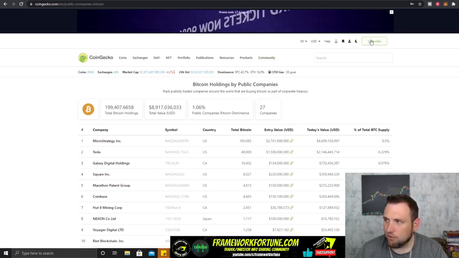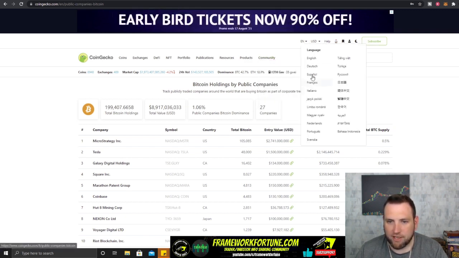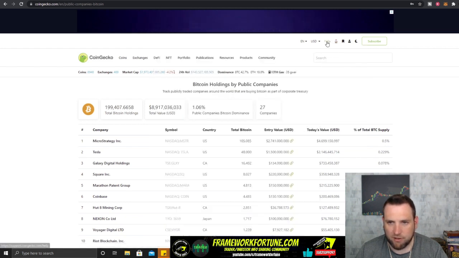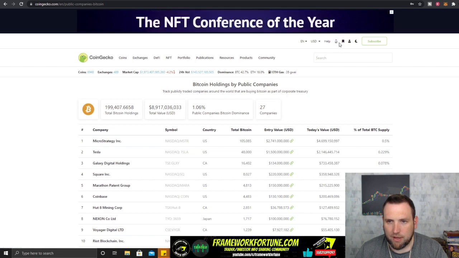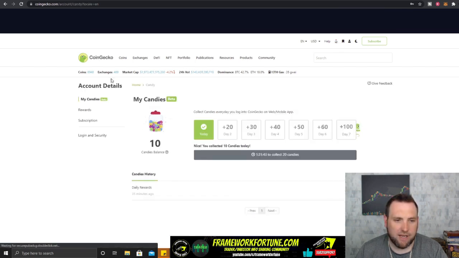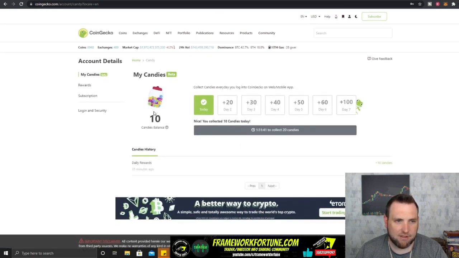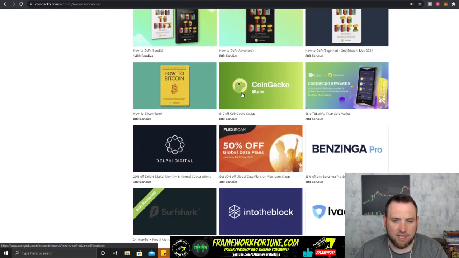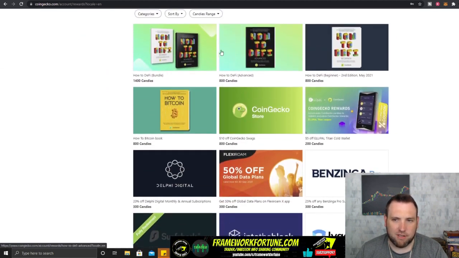Now right here along this little line, you can change the language if you need to. You can change the currency right there as well. There's a help button. And if you log in, you'll have this little account details and you can earn candies. So you can collect candies on CoinGecko every day that you log on to the mobile web app. And I'm sure there are other ways to earn these candies. But if you look at rewards, you can exchange these candies for some of this stuff, including the books that they sell in their store.